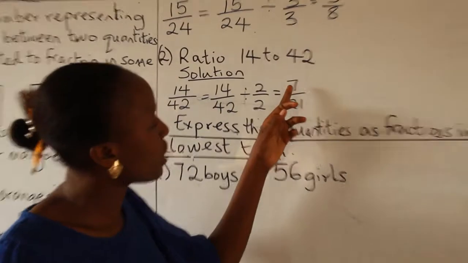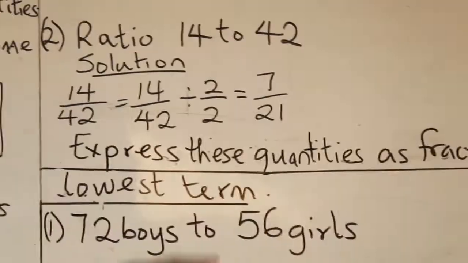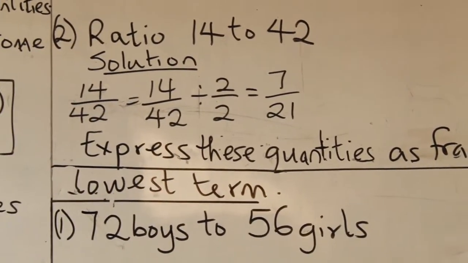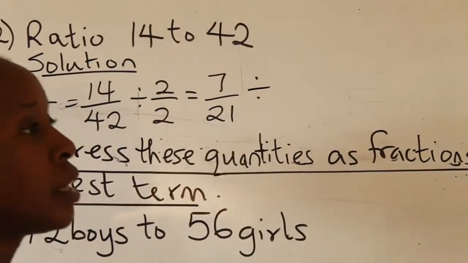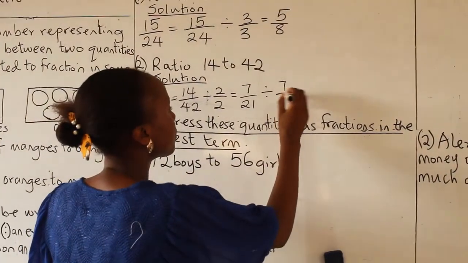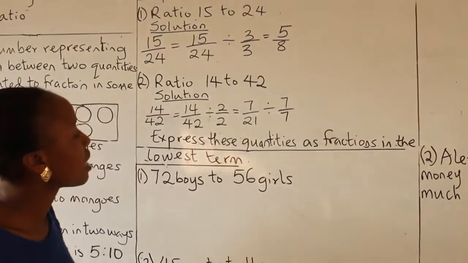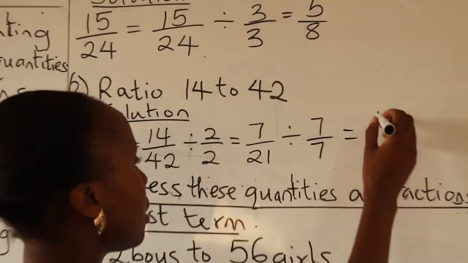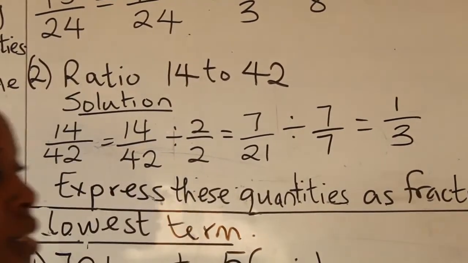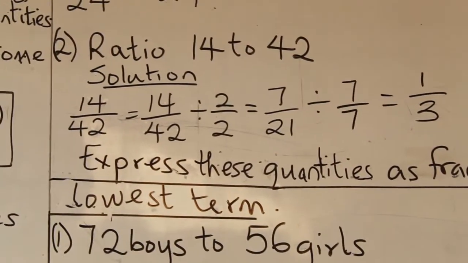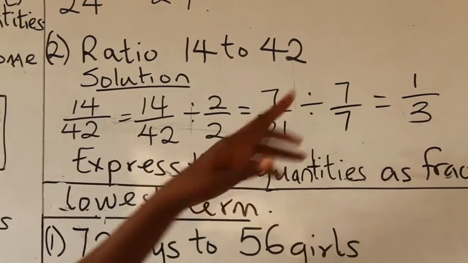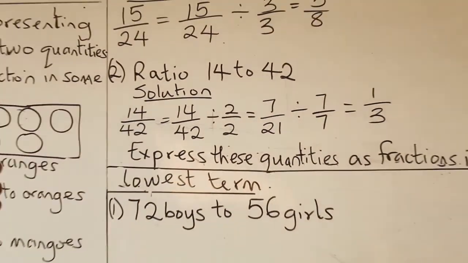If you look at what we have here, 7 over 21, it can be simplified further. The number that can divide 7 and 21 is 7. 7 divided by 7 is 1 and 21 divided by 7 is 3. That is the simplest form of 14 to 42. The simplest form of 14 to 42 is equal to 1 over 3.